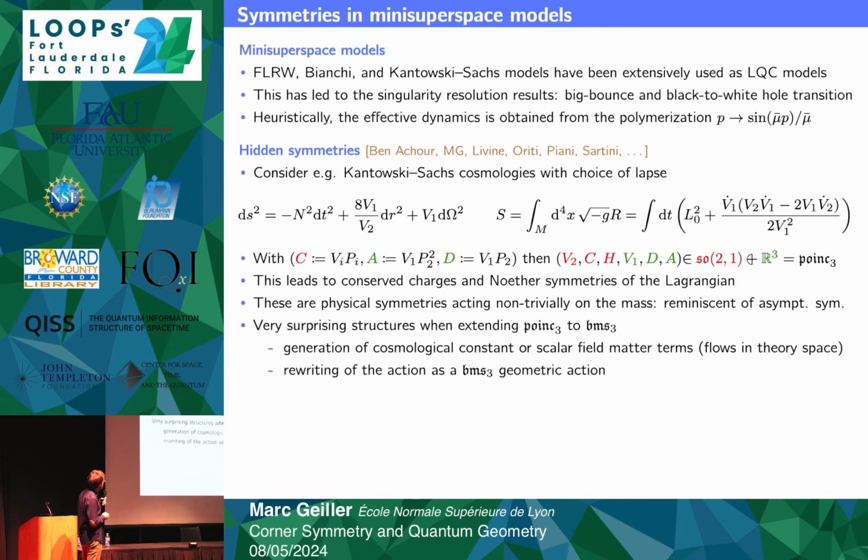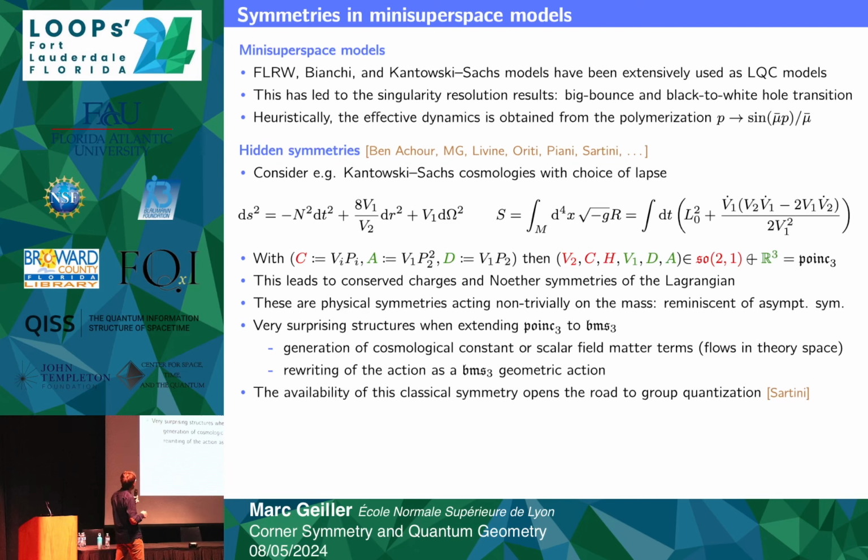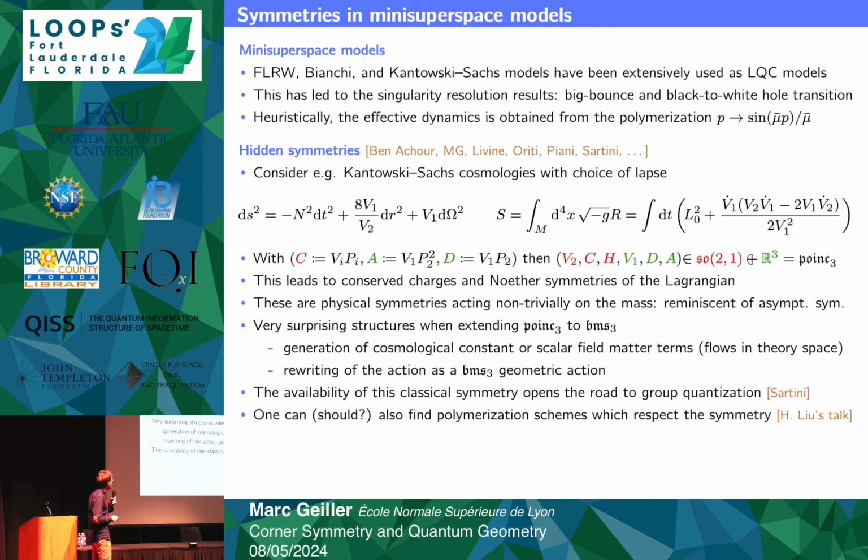There's also a beautiful rewriting of this simple Kantowski-Sachs action as a geometric action for BMS3, so as a pairing of a Lie algebra element and an element in the coadjoint representation. And so this is just to show that there is an intriguing underlying mathematical structure just for this simple finite dimensional mechanical model. Also, if you have this classical symmetry group, this opens the road to performing quantization based on the representation of this underlying symmetry group. This was done in a paper by Francesco, for example, in the case of the black holes.